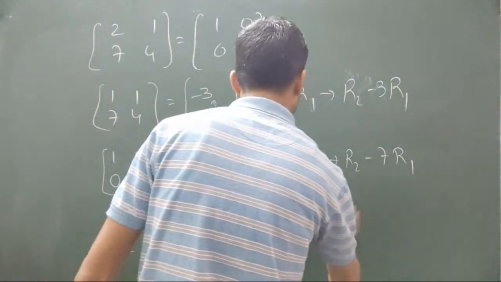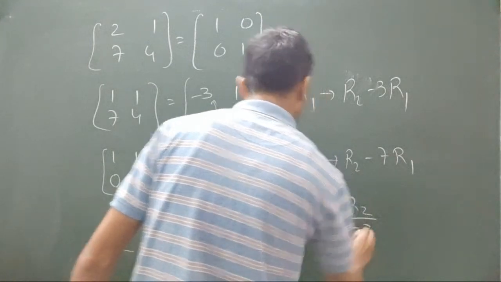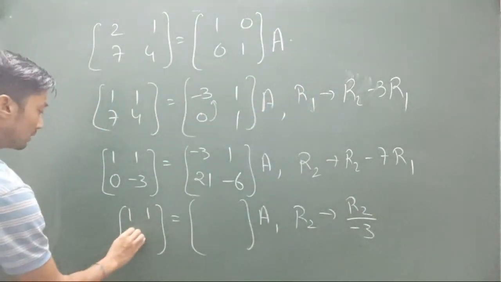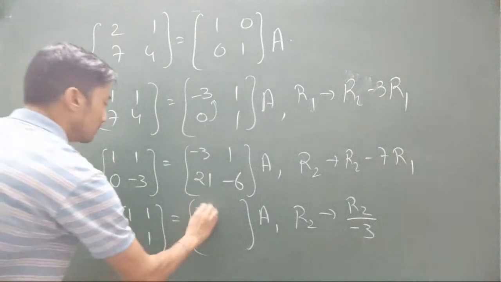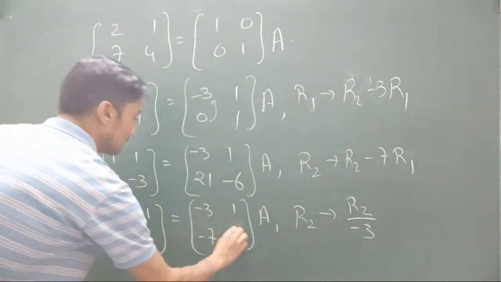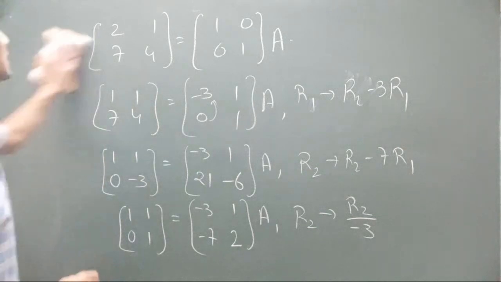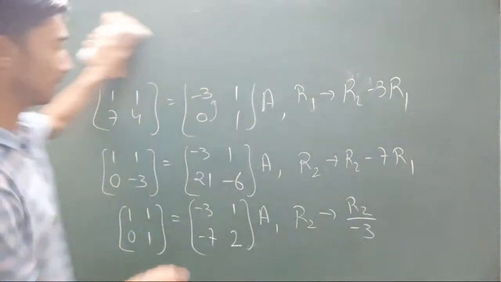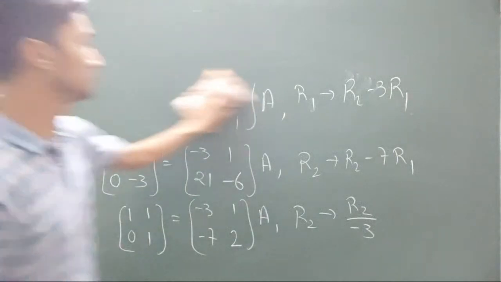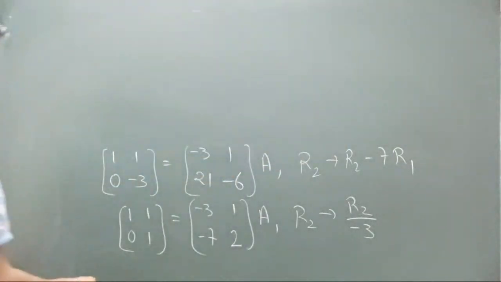So R2, now I'll just divide by minus 3. 1, 1, 0, 1. Minus 3, 1, that's minus 7. So that's going to be 2. Yes, finally, job done. I hope you can forgive me for that. I got carried away with these calculations and all that. Okay, so almost done.